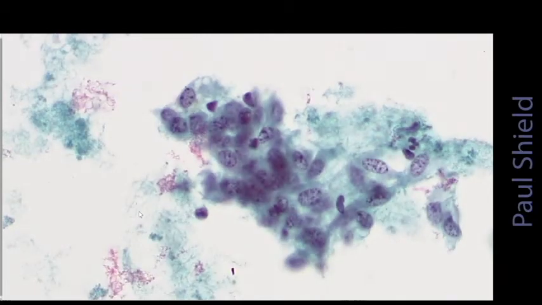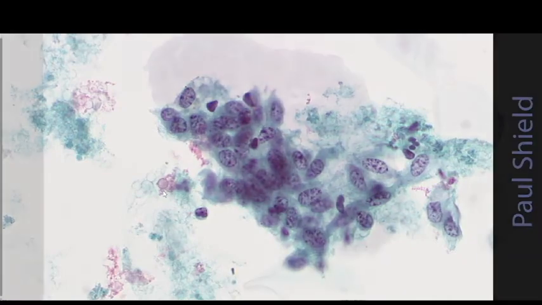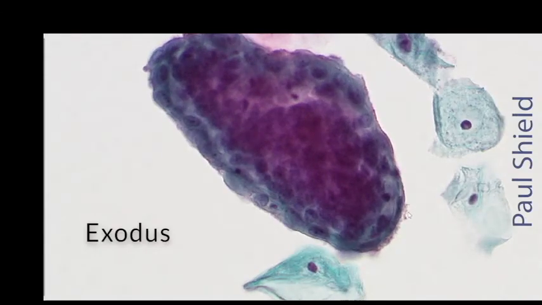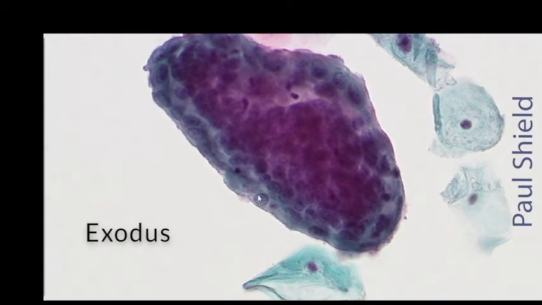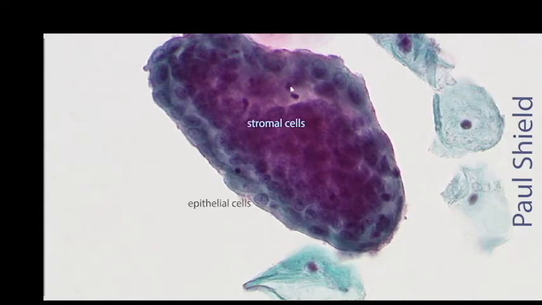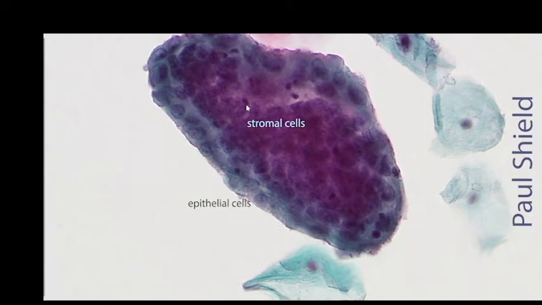Where my arrow is at the moment, these are red cell ghosts, and they're just the membrane of red cells that have been lysed. Now this is a typical exodus, which is an arrangement that we see early on in the menstrual cycle of endometrial cells that have been exfoliated. Around the outside we have cells that have a bit more cytoplasm, and these are considered to be endometrial epithelial cells. In the middle we have a much more tightly packed material, including some apoptotic debris, and that is stromal cells.